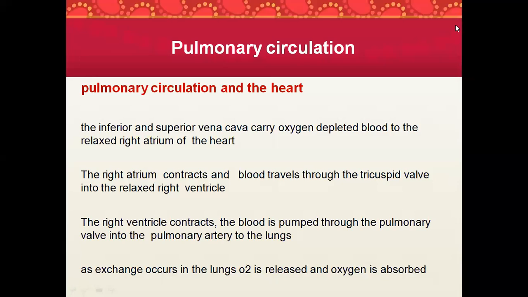From the right ventricle, the blood will pump to the pulmonary artery and to the lungs. And then in the lungs, the exchange of air will occur. CO2 is released and oxygen is absorbed.